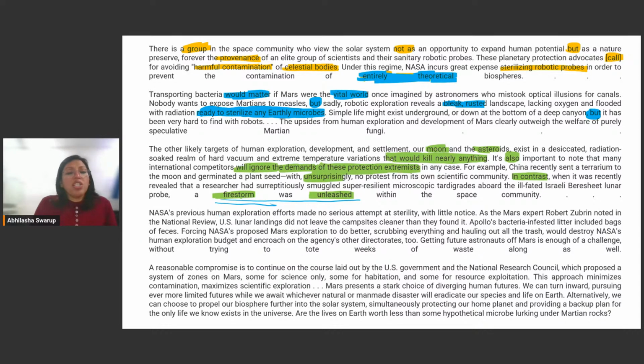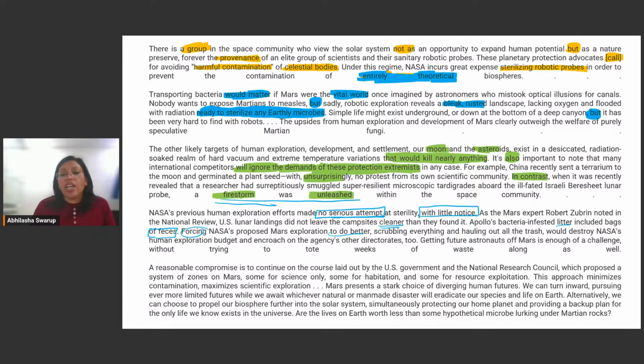Now, NASA's previous human exploration efforts made no serious attempt at sterility. They made no serious attempt at sterility. They didn't. And nobody cared. There's little notice. As the Mars expert Robert Zubrin noted in the National Review, US lunar landings did not leave the campsites cleaner than they found them. So they also didn't do anything. Apollo's bacteria infested litter included bags of feces. So they left the fecal matter there, forcing NASA's proposed Mars exploration to do better.